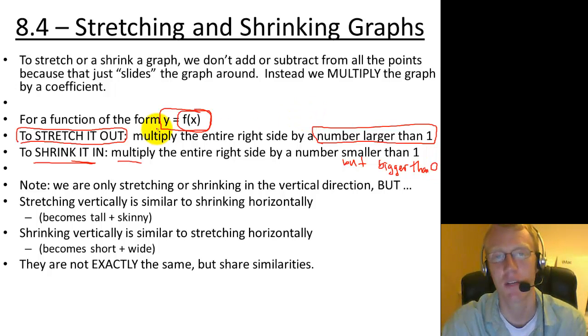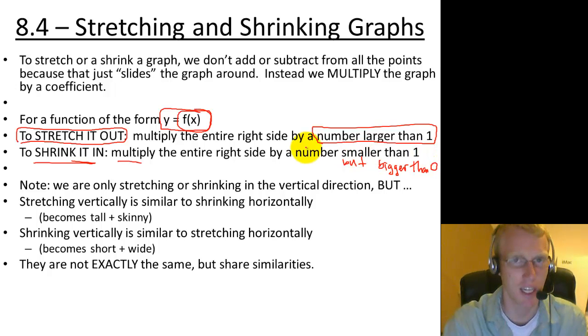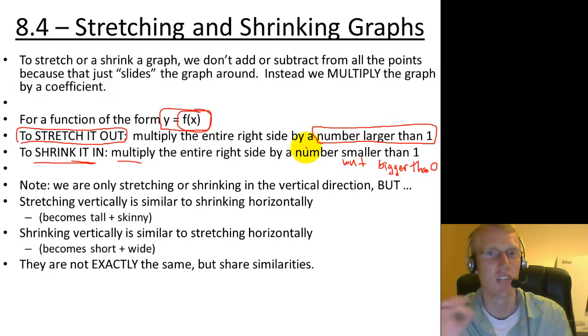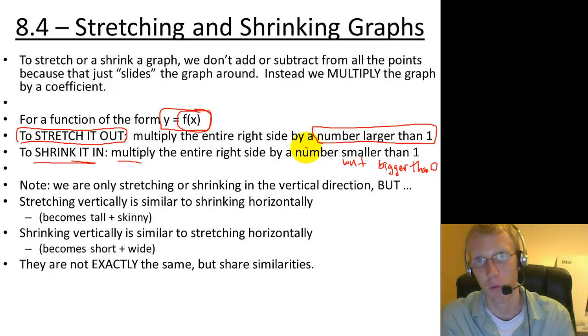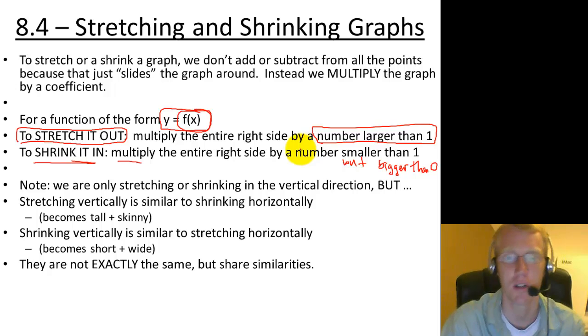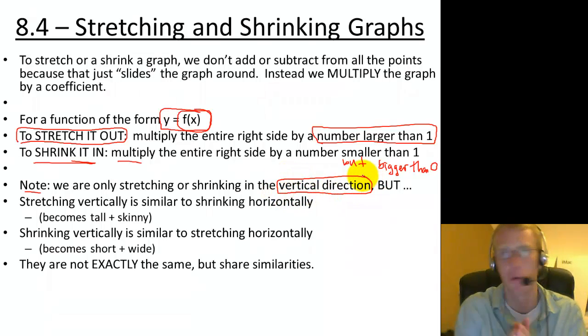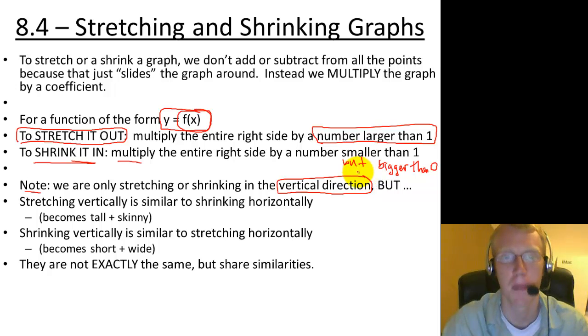Alternatively, instead of thinking of it as multiplying by a fraction, you could think about it as dividing. So dividing by 3 will shrink everything by a factor of 3, and dividing by 3 is the same as multiplying by 1/3. So whichever way you like to think about it better is fine. And again, just to reiterate, we're only stretching or shrinking in the vertical direction. So we'll be affecting the output or height values, but we're not changing the width values at all.